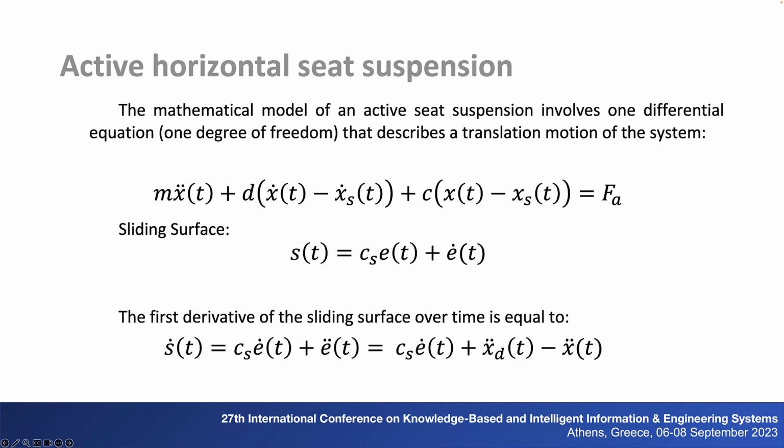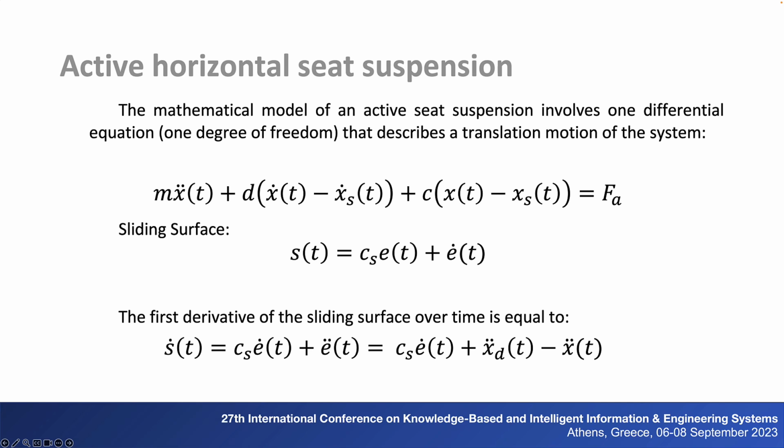The mathematical model of an active seat suspension involves one differential equation that describes a translation motion of the system, where m is the mass of the system, c is the damping coefficient, k is the spring constant, z is the displacement of the suspended body, y is the input displacement of a system and F is the active force applied to the system.